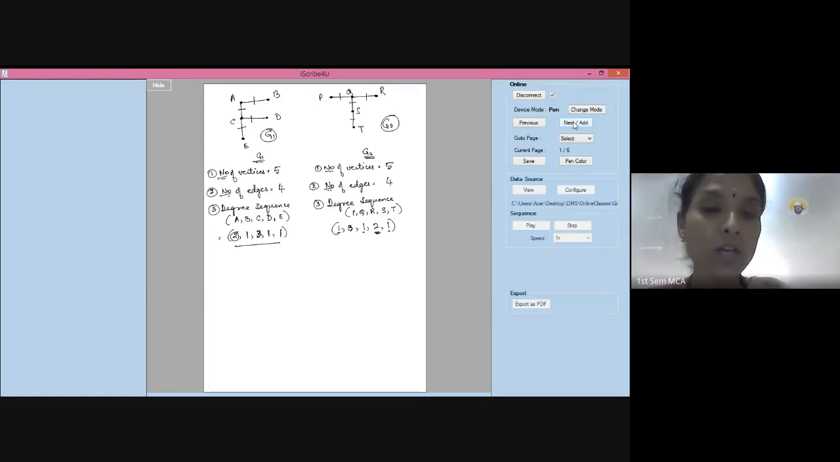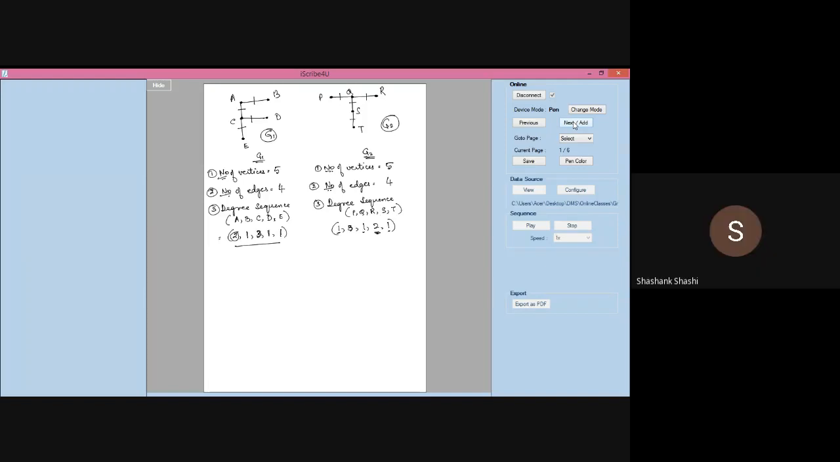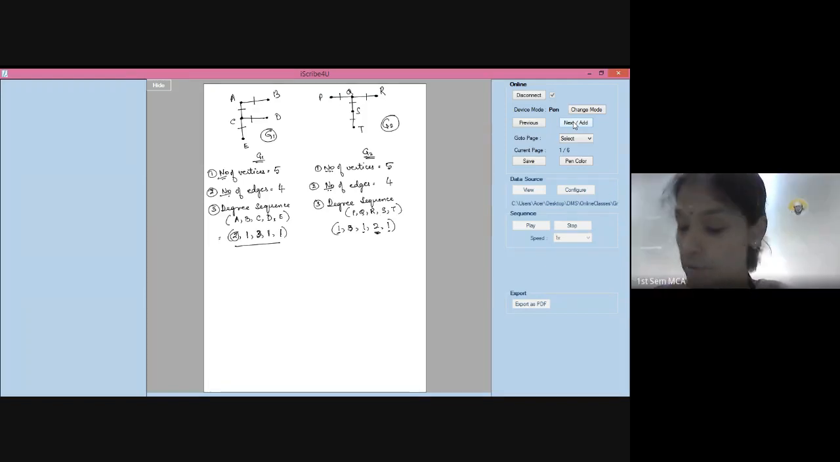Are you clear? Yes, ma'am. Order need not be the same. Here I got 2, 1, 3, 1, 1. There I need not get 2, 1, 3, 1, 1. If I have 1 vertex of degree 3, then in both the graphs I should have 1 vertex of degree 3. If I have 3 vertices of degree 1, in both the graphs I should have 3 vertices of degree 1. I have 1 vertex of degree 2, so here also I should have 1 vertex of degree 2. That is called the degree sequence. All right. Next, let us go to the next property, vertex preserving.